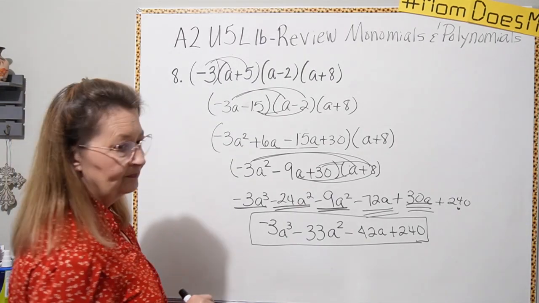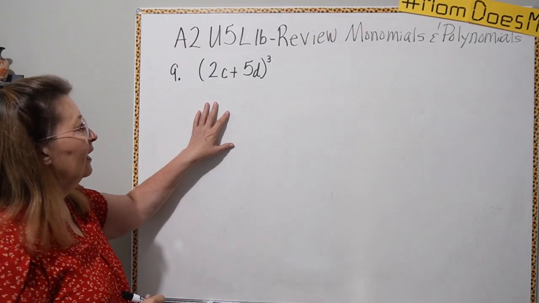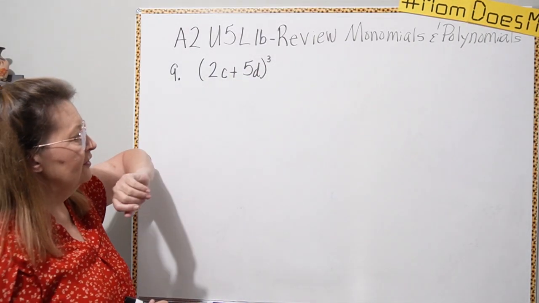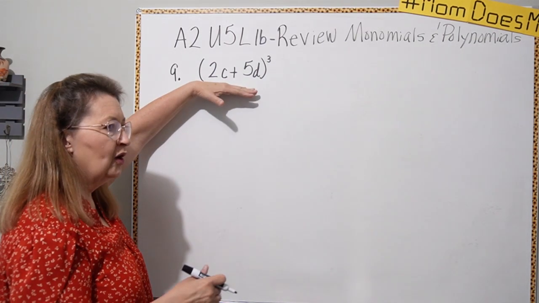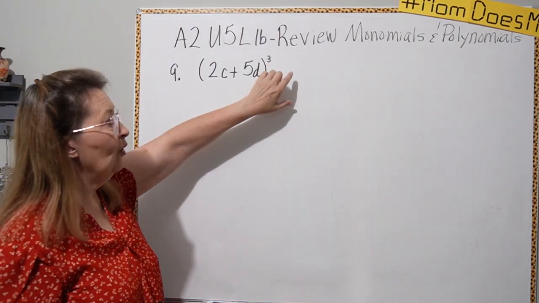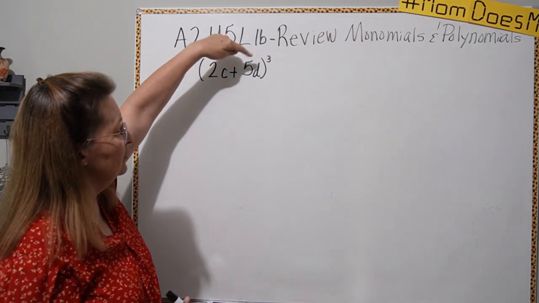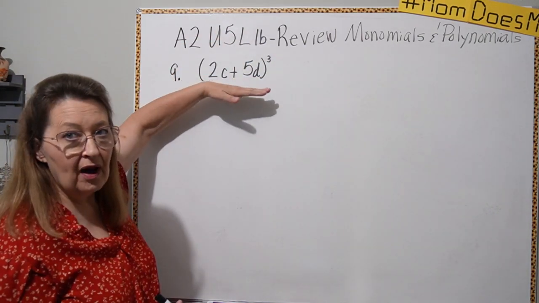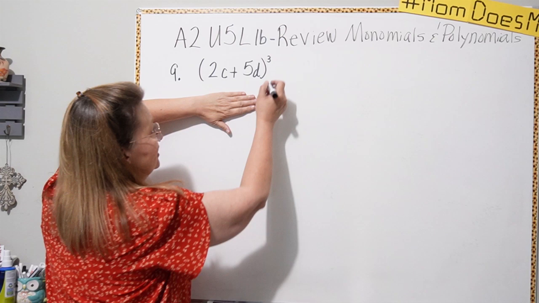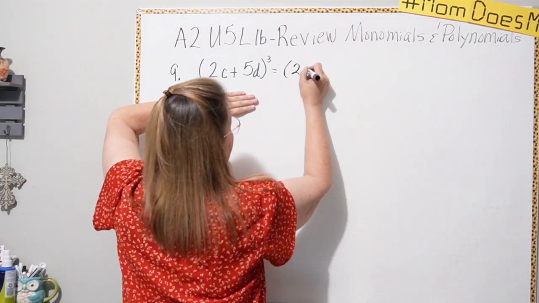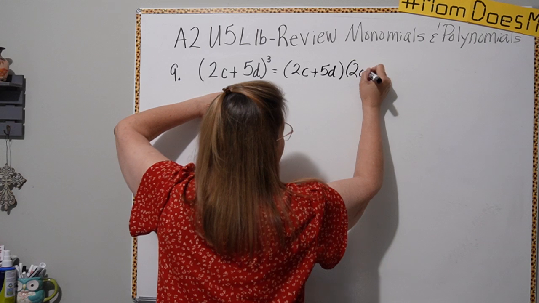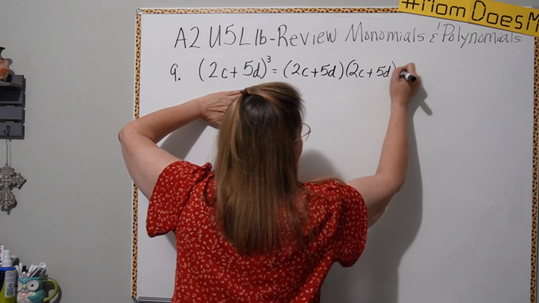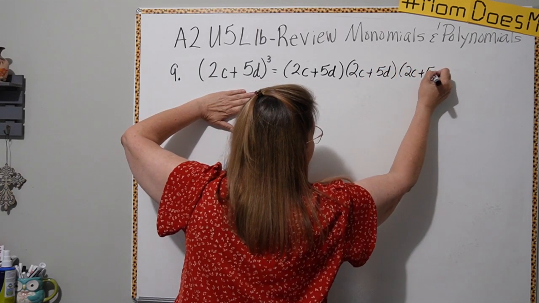So we'll move on. Okay, for number 9, we have 2c plus 5d to the third power. Now remember, when you have a binomial, polynomial, whatever, raised to a power, you don't just distribute that power into the polynomial. What you have to do is expand it. So what we're going to do is 2c plus 5d times 2c plus 5d times 2c plus 5d.